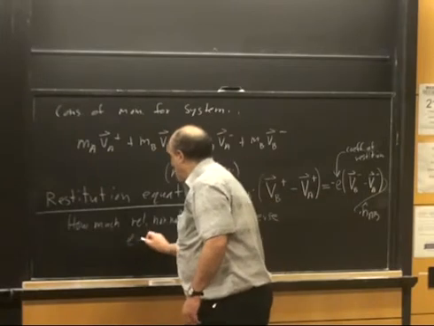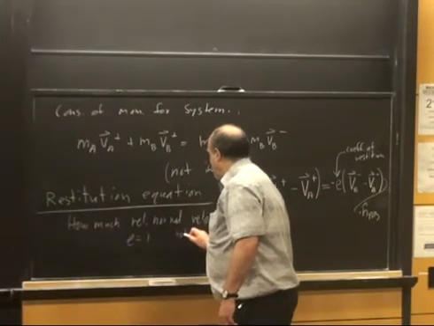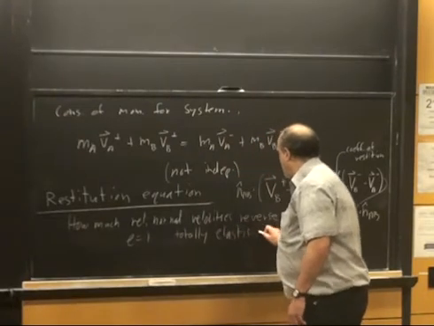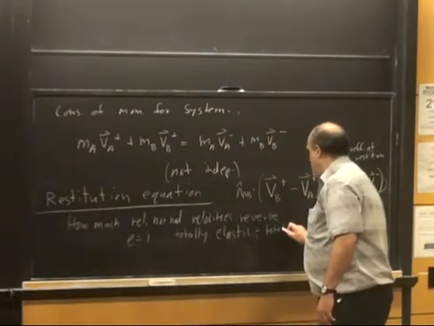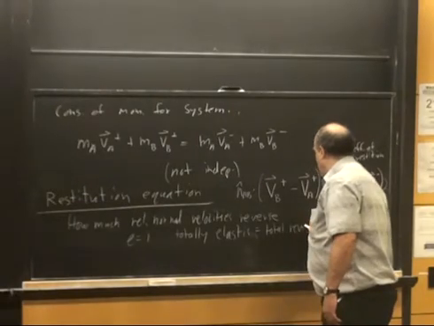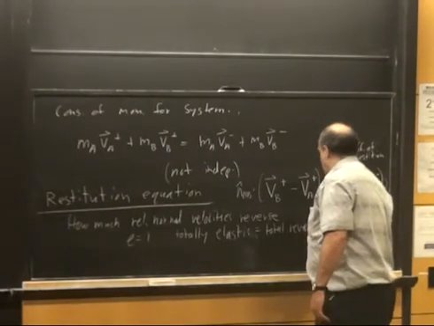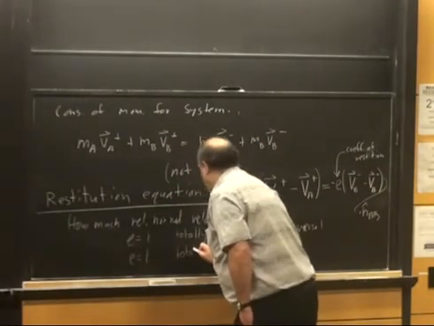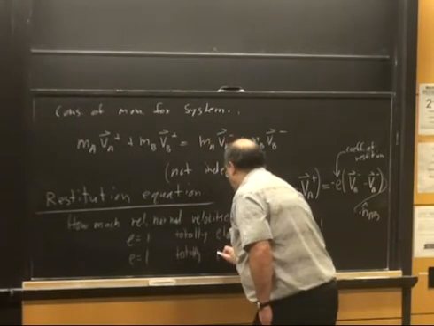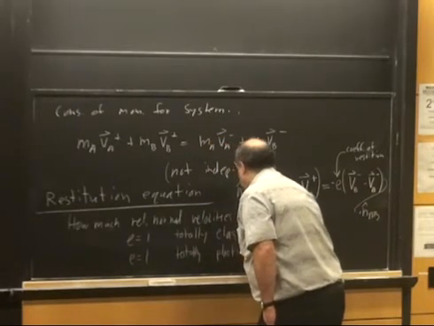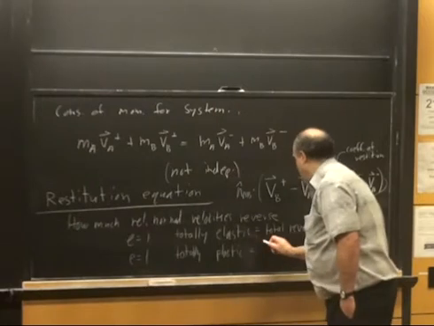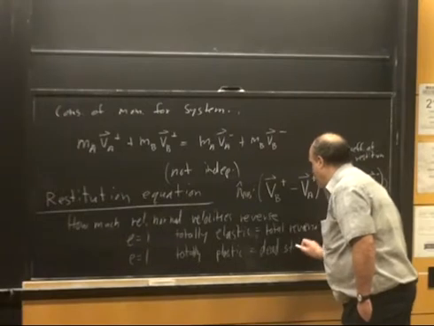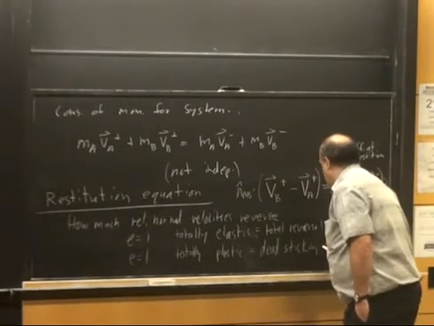And if we have E equals 1, it's what we call totally elastic. And that's total reversal, which means the normal component of the velocities reverses. And if we have E equals 0, that's called totally plastic. The word plastic comes from the word clay. Think of it as like chewing gum. And this is equal to so-called dead collision. They just stick together. Dead sticking collision.